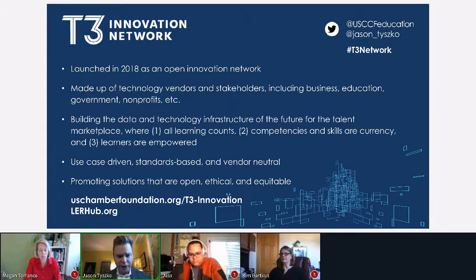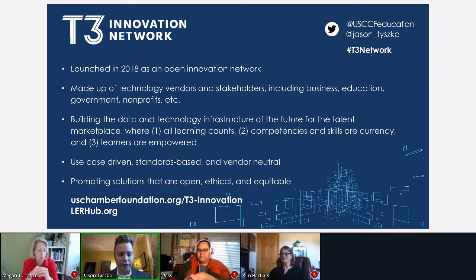I included here on this slide a link to the T3 Innovation Network if you want to learn more about all the work that's been happening over these many years. But I also want to point out one of our latest offerings, which I believe is the reason Megan invited us here today, which is our LER Resource Hub.